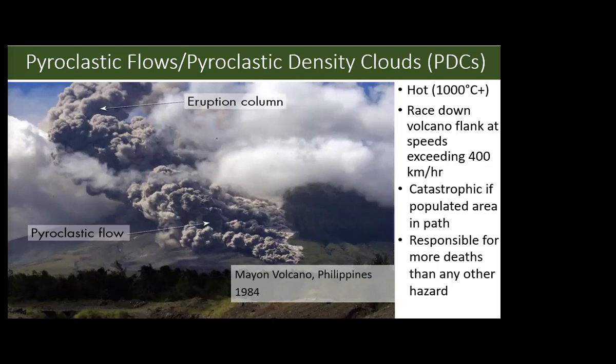So these cause the most damage because, as we've talked about, volcanic soil is very fertile. It's great for agriculture. People live near volcanoes because of that. So a lot of people live on these slopes for cultivating crops, and so they're the ones that get caught in these.